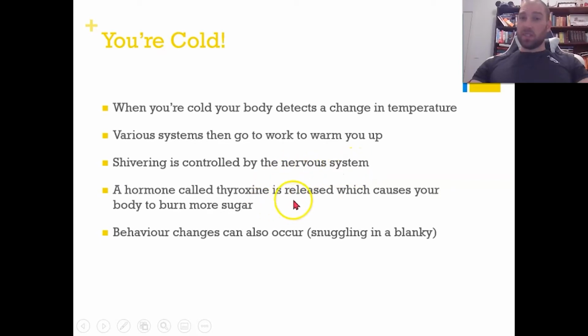There's an endocrine system response too, where a hormone called thyroxine is released, and that tells your body to burn more sugar all over. So more sugar is burned, more heat energy is released, that warms you up internally. And then we've got behavioural changes as well. Key thing is we've got the nervous system working and we've got the endocrine system, and they're both trying to keep you at a nice steady temperature.